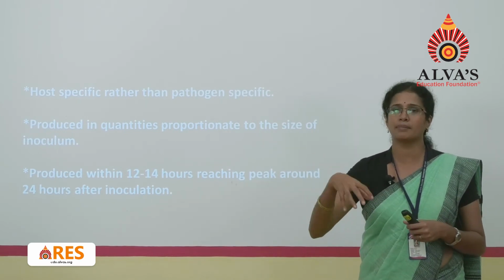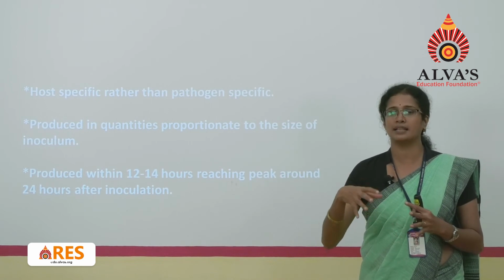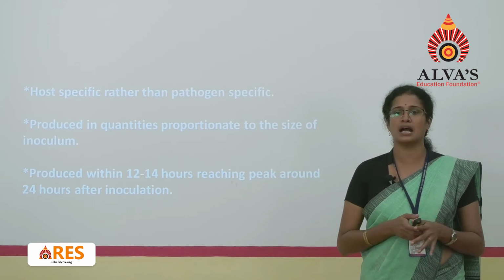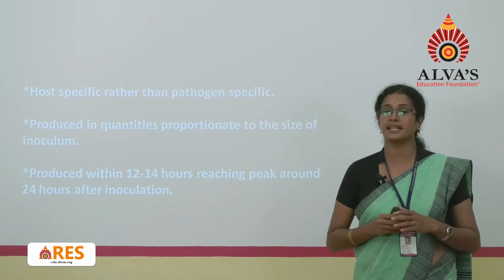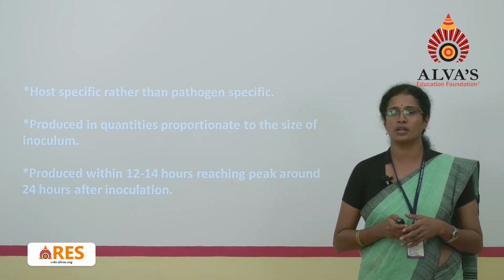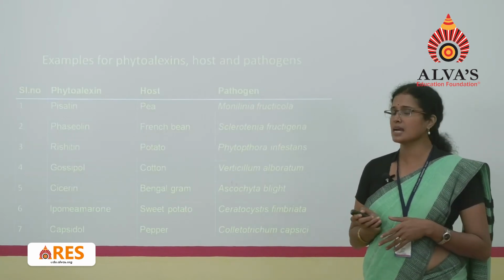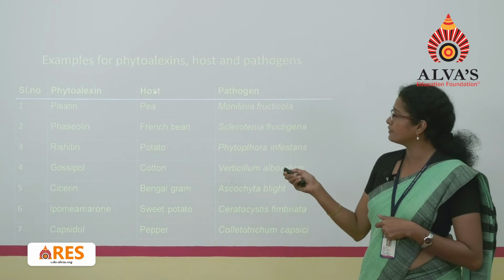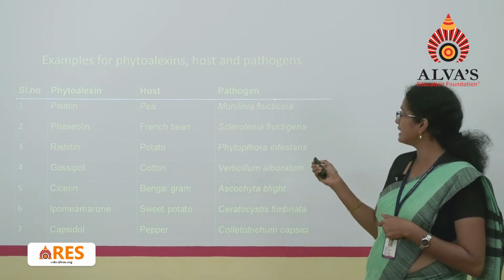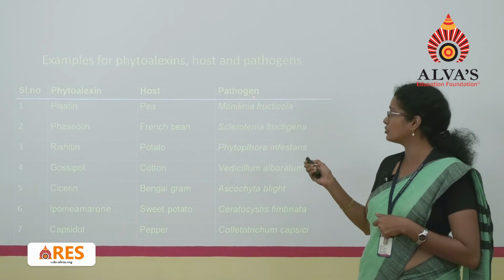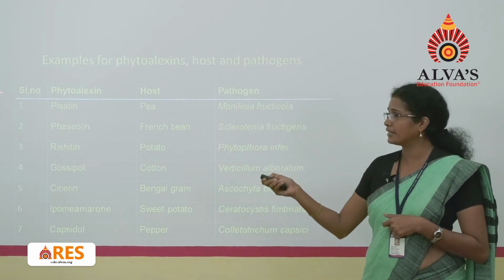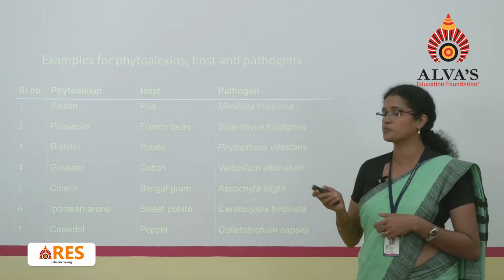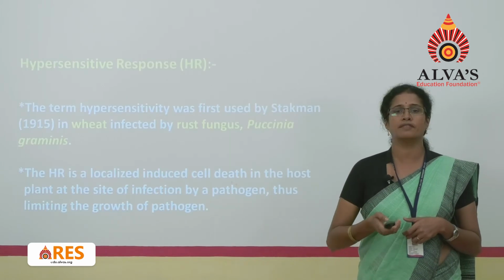If more fungi has come and lodged, it has started infecting, then the amount of phytoalexins produced is also more, and within 12 to 14 hours after infection, and it reaches the maximum within 24 hours. These are some of the examples of phytoalexins which are produced in different host plants against particular pathogens. The pathogen may vary, but the phytoalexin produced by the host plant will remain the same. That is why it is called host specific. So, these are some of the examples for phytoalexins.